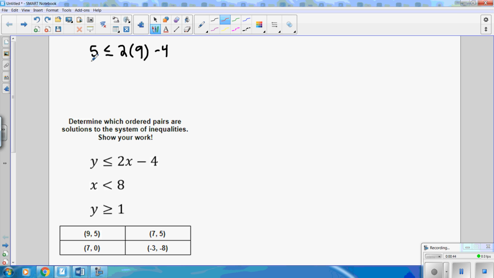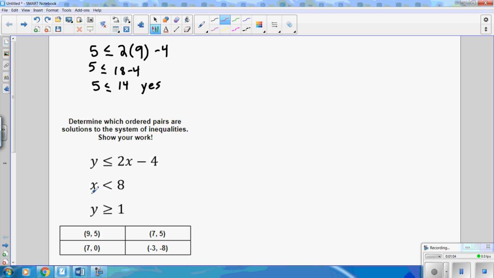Okay, so we're going to see if this works. So 5 is less than or equal to 2 times 9 is 18, minus 4. And then 18 minus 4 is 14. So is 5 less than or equal to 14? And I would say, yes, it is. So far, 9, 5 works here.